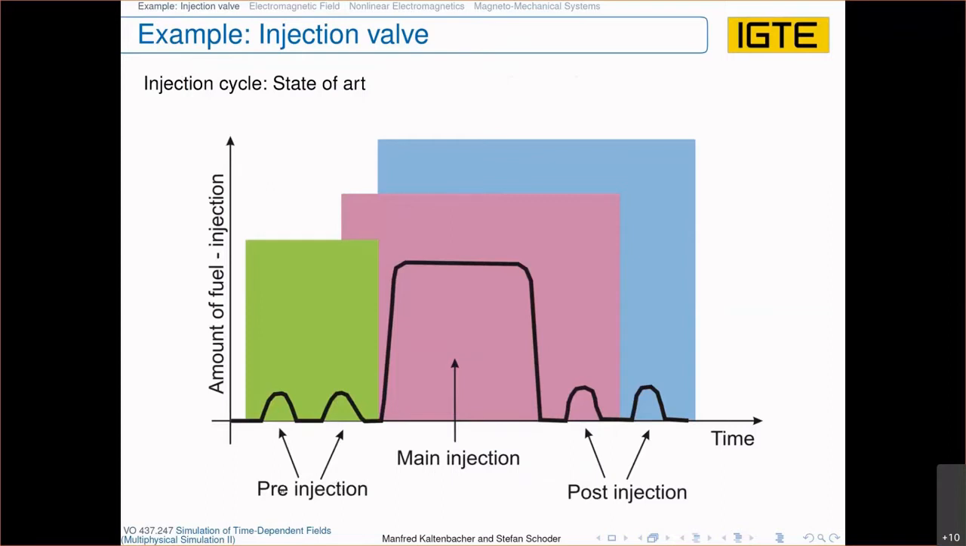You have 2 pre-injections. With the pre-injection, you put very little fuel within the cylinder, and there you warm up. Due to the warming up, you can reduce the generated noise. You have the main injection, and you have 2 post-injections, as you can see. And with the post-injection, you can reduce the pollution at the end.